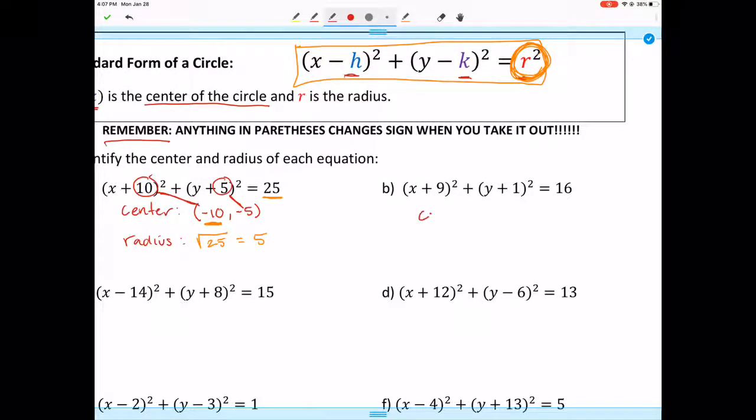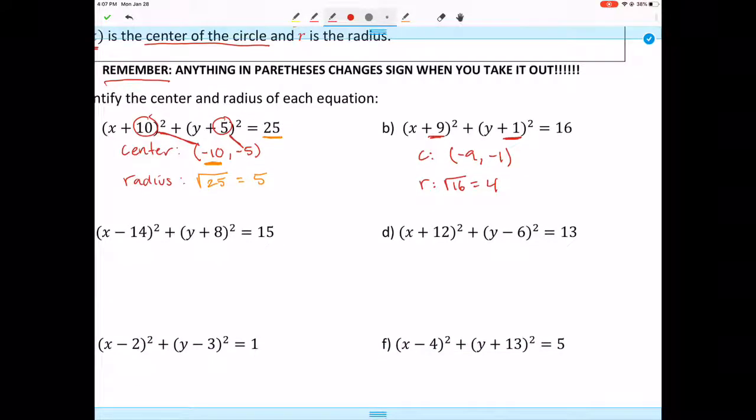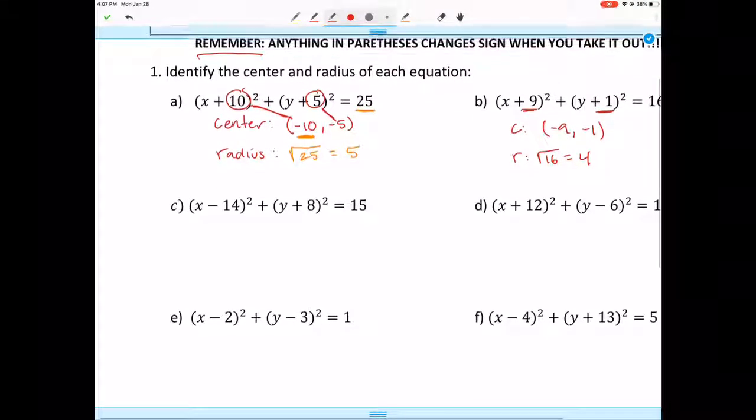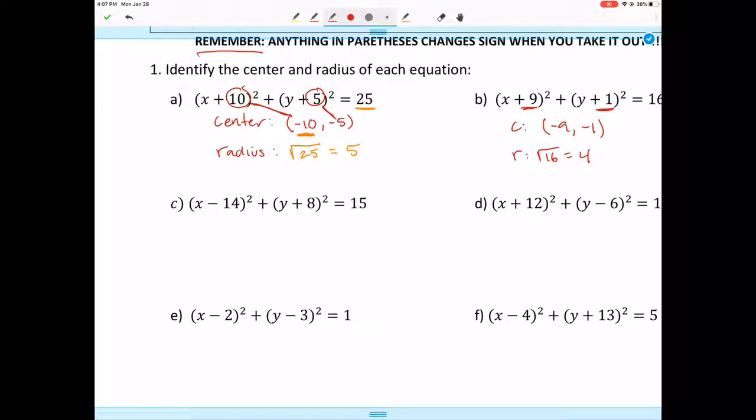Okay, so let's do some more examples. Here we go, our center. We'll just switch the signs of what's inside these parentheses: -9, -1. And the radius will be the square root of 16, which is 4. I would suggest pausing at this point and trying to do C, D, E, and F. I'll give you a second to do that. And now you're back. Okay, awesome. Thank you for pausing and doing these problems.